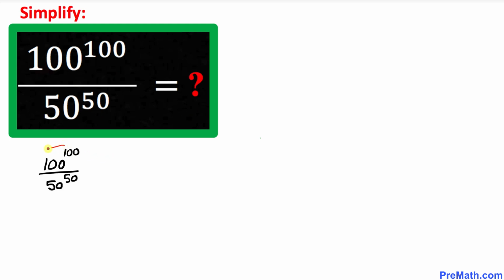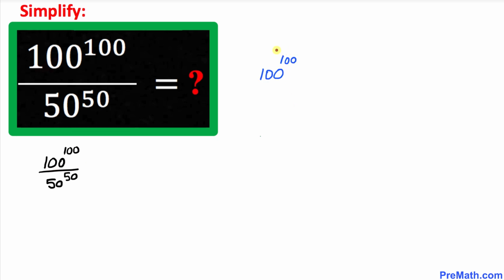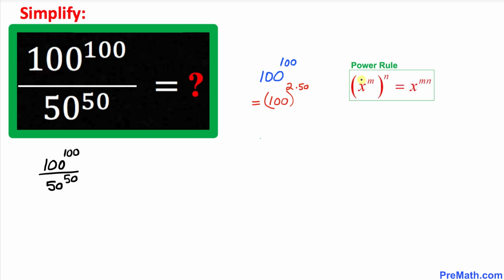And here I have just copied down this problem right up here. Now let's focus on the numerator, 100 power 100, and I have just copied it down right over here. Now let's go ahead and manipulate this number. I can write this 100 power 100 as 100 power, this 100 could be written as 2 times 50, isn't it? And now we are going to use this power rule, and according to this rule, I can write this one as 100 power 2 and then power 50. Does it make any sense?